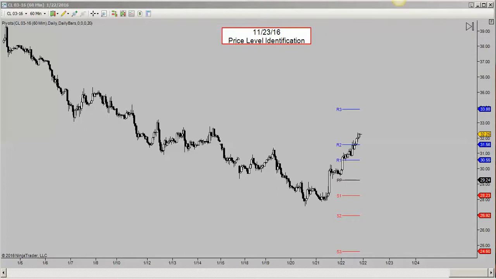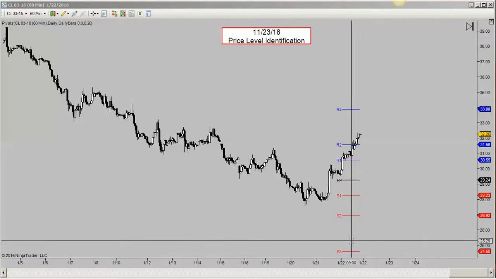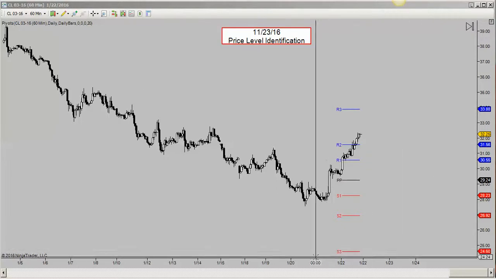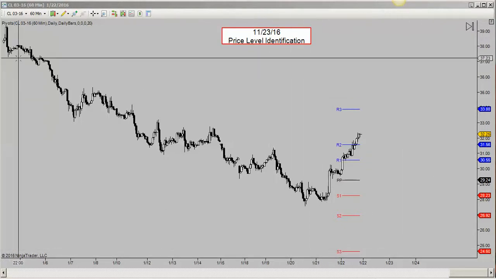So the first thing we need to identify is where the support and resistance levels are. We've gone over a few videos now on that, and hopefully we can add this to the archive of finding resistance levels.